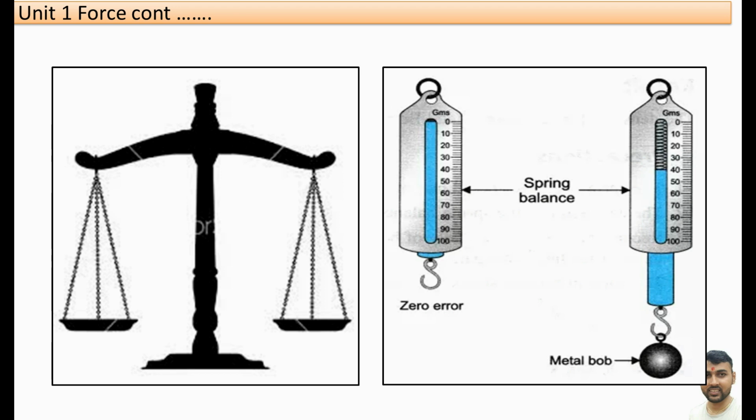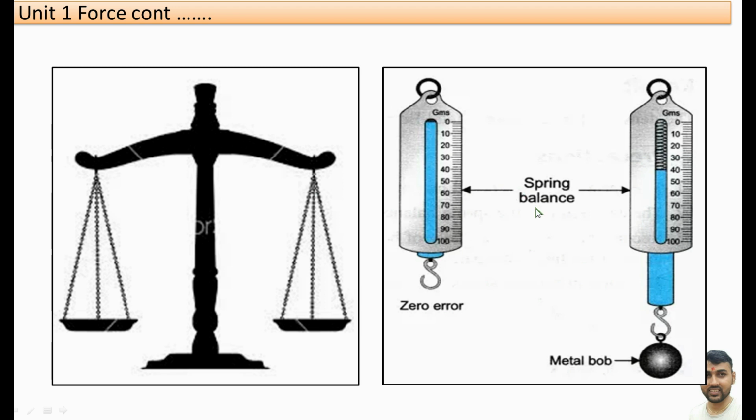Here in the slide I have shown two diagrams. One is the diagram of the beam balance and another is the diagram of the spring balance. The first one is the diagram of the beam balance. It is also known as the physical balance. This is known as beam balance or the physical balance, and this is known as spring balance.